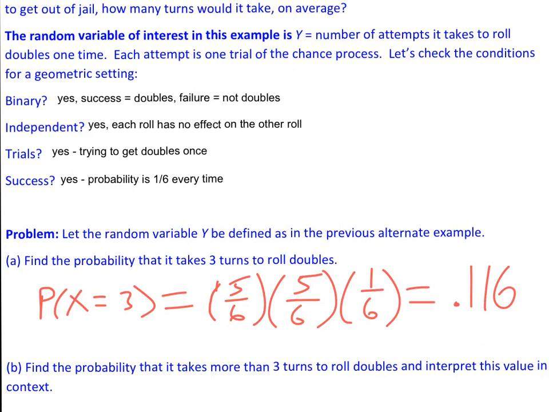Fail, fail, success. That's probably a question where I could not even have mentioned anything about a geometric distribution, and you would have said, well, yeah, if I know the rolls are independent, I can just use rules of probability, and I can figure out that it's 0.116. And that's the way I want you to approach these kinds of problems.